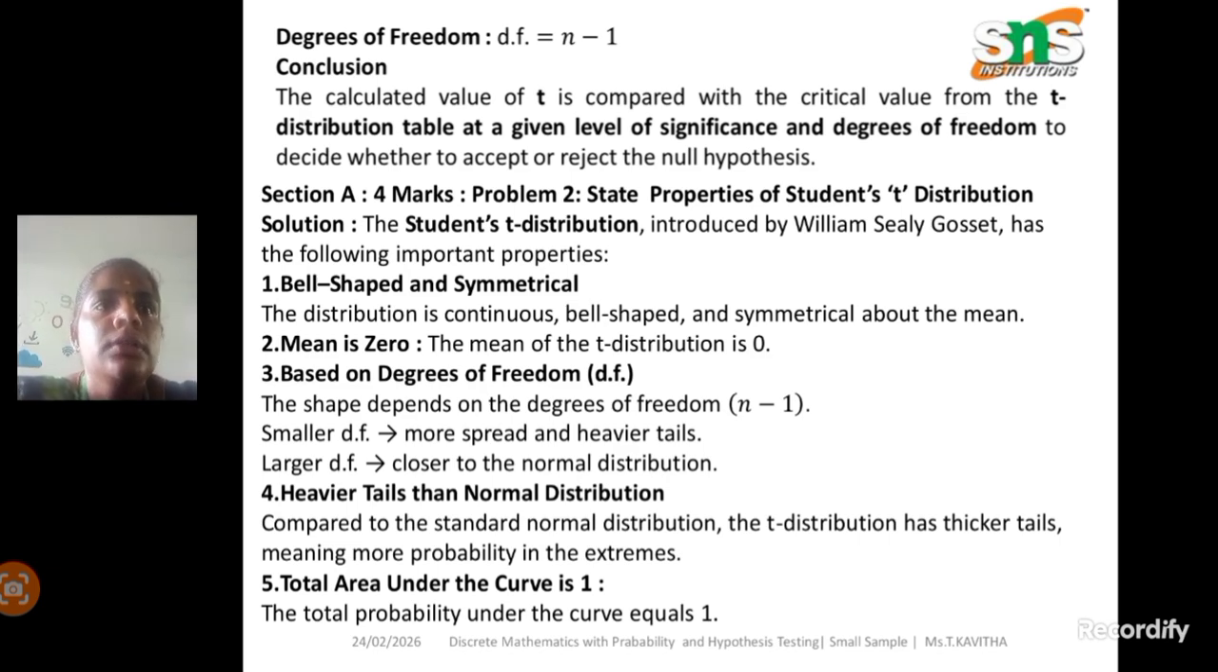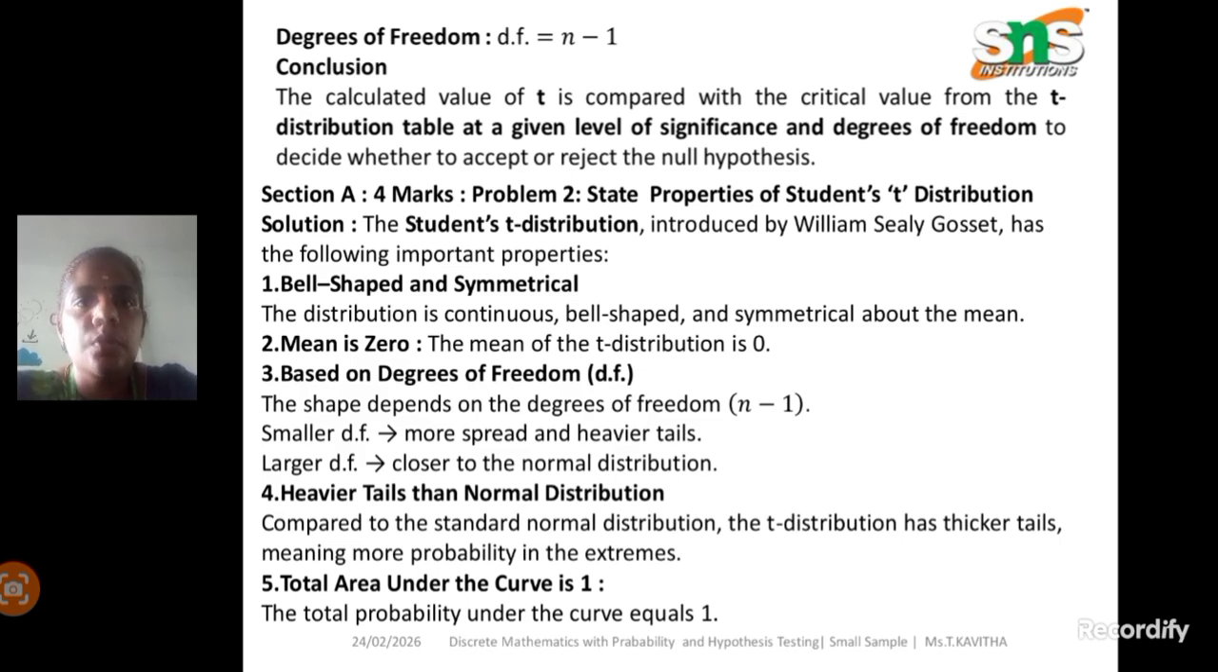The properties of the student t distribution: the student t distribution was introduced by William Sealy Gosset and has the following important properties. The first property is that it is bell shaped and symmetrical. If we draw a distribution diagram for the particular problem, the diagram will be bell shaped, in a symmetrical shape. If we calculate the arithmetic mean of a t distribution, then the value of that distribution will be 0.